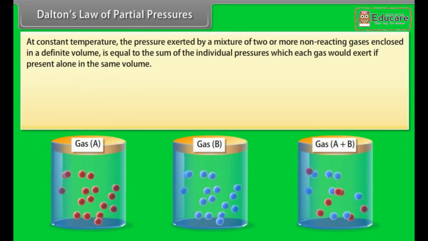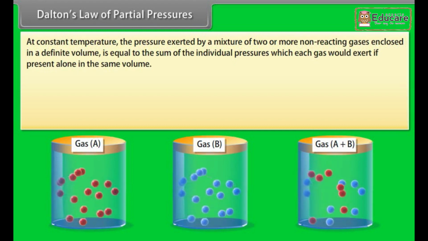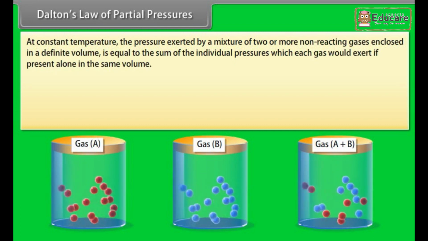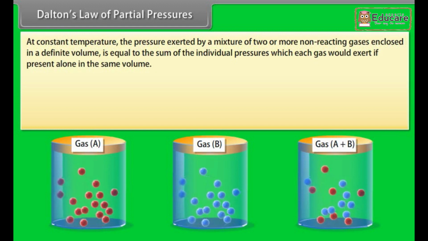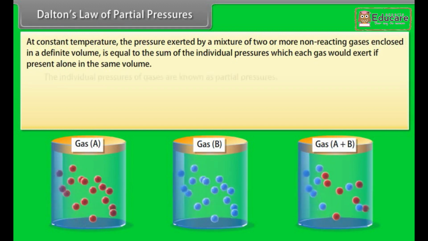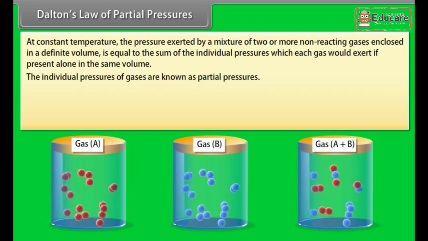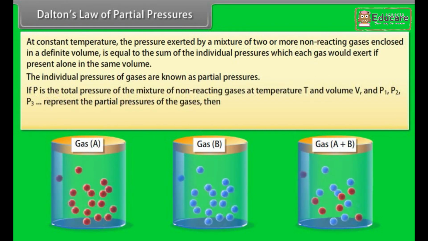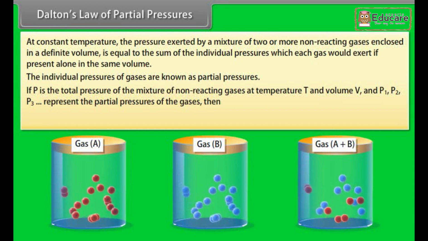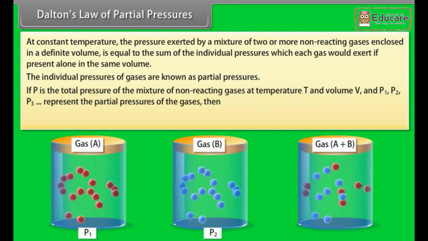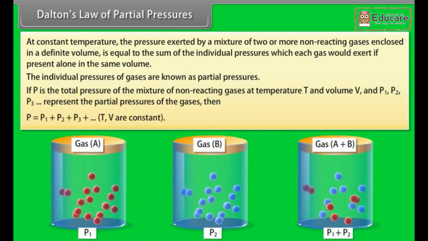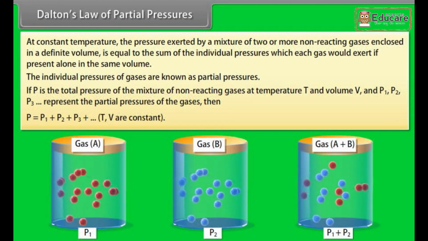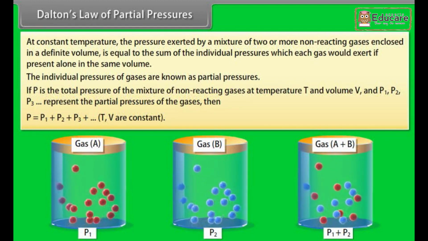Dalton's law of partial pressures. At constant temperature, the pressure exerted by a mixture of two or more non-reacting gases enclosed in a definite volume is equal to the sum of the individual pressures which each gas would exert if present alone in the same volume. The individual pressures of gases are known as partial pressures. If P is the total pressure of the mixture of non-reacting gases at temperature T and volume V, and P1, P2, P3 represent the partial pressures of the gases, then P = P1 + P2 + P3 + so on, where T and V are constants.